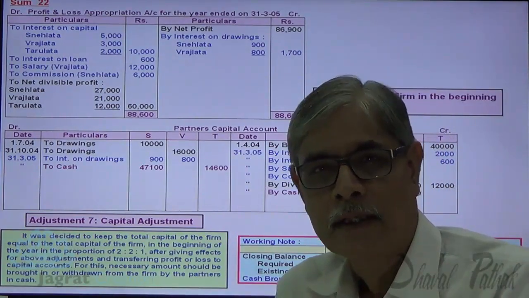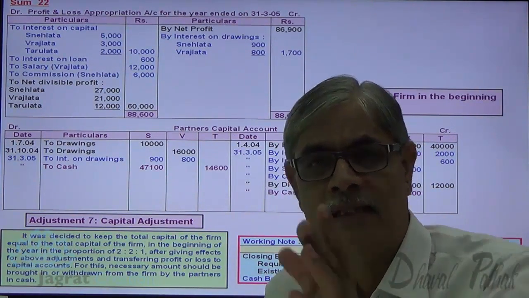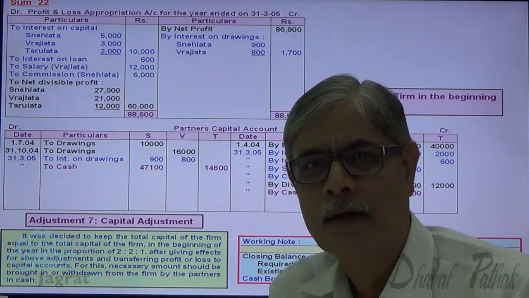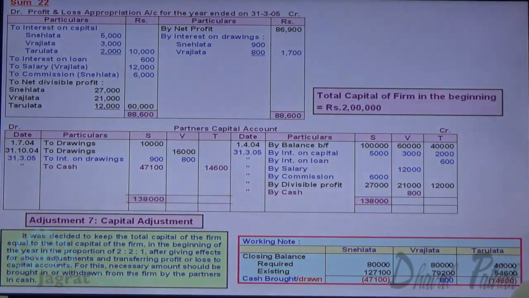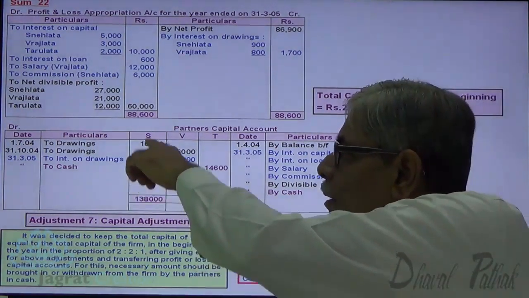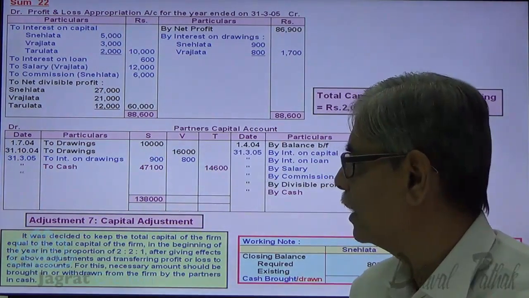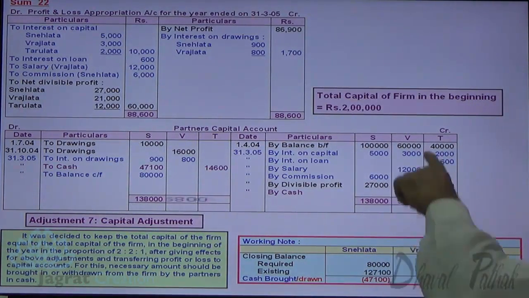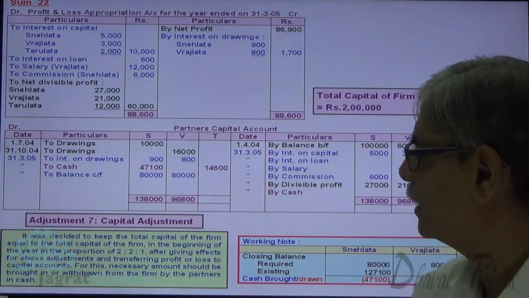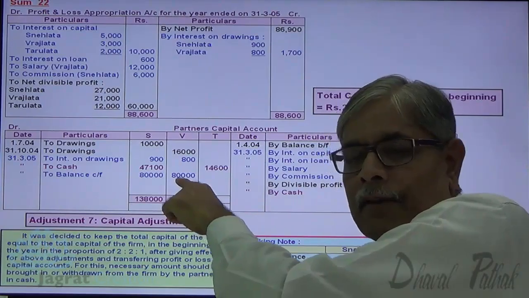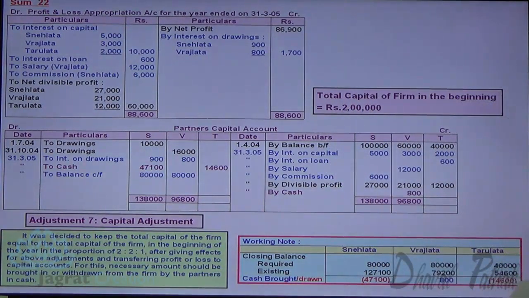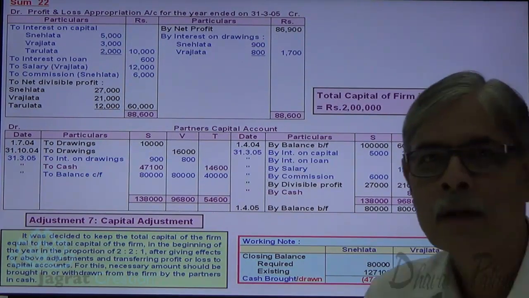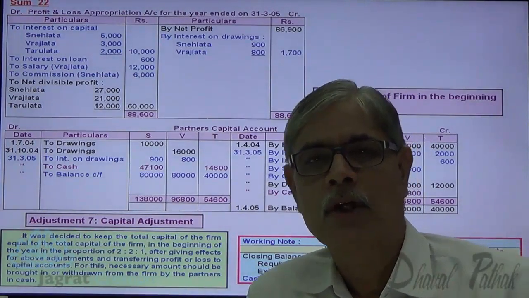After this, let us work out the balance of the capital accounts. That should be exactly as required: 80,000, 80,000 and 40,000. Observe it. 1,38,000 minus 10,900 and 47,100, the balance will be 80,000, exactly as required. Here 96,800 minus 16,800, 80,000 is the closing balance, which is at par with the required balance. And for Tarulata, if you work out the balance, it will be 40,000. This closing balance is brought forward as the opening balance in the subsequent period. This is how this sum gets solved.